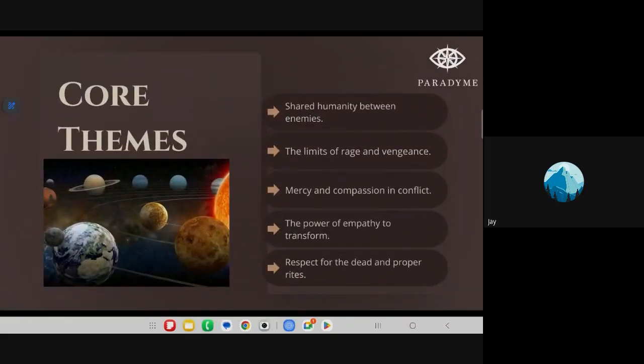Core themes. I picked planets because all the gods represent different planets. Shared humanity between enemies, the limits of rage and vengeance, mercy and compassion in conflict, the power of empathy to transform, respect for the dead and proper rites.